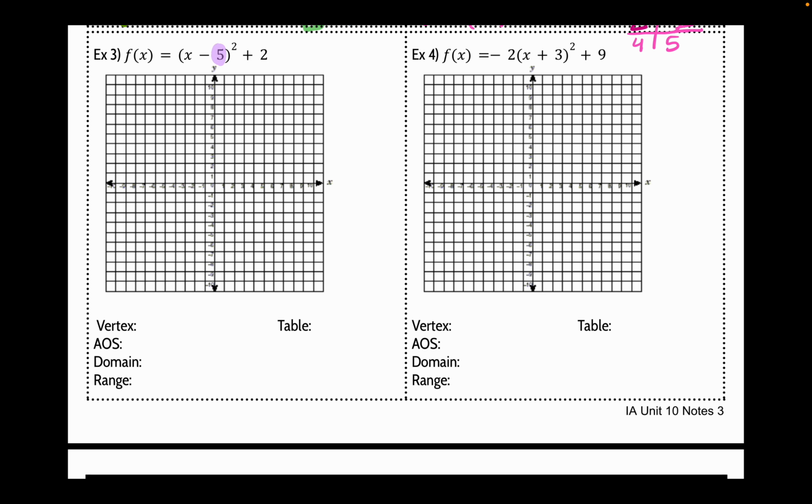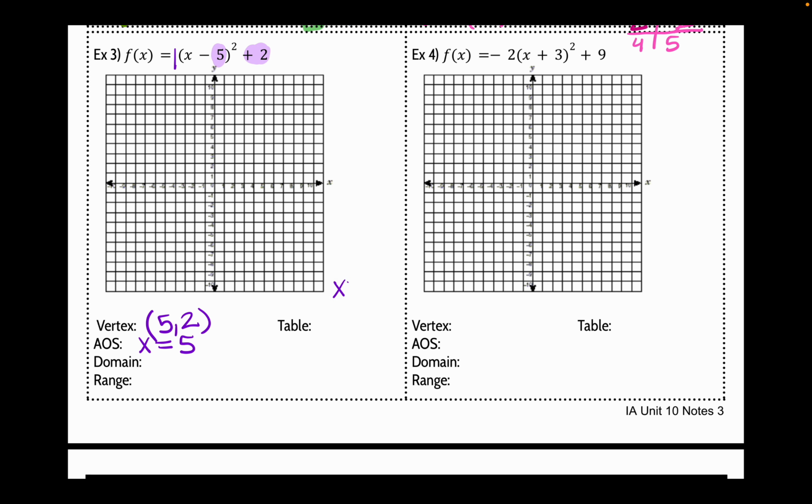Okay, number 3. So our vertex is at 5, 2. Remember, it's always the opposite of whatever's next to the x. So that's -5, so you're going to have +5. Axis of symmetry follows that x value, so it's x equals 5. Our a is just a 1. That tells us it's going to be a minimum opening up. It's going to look like a smile.